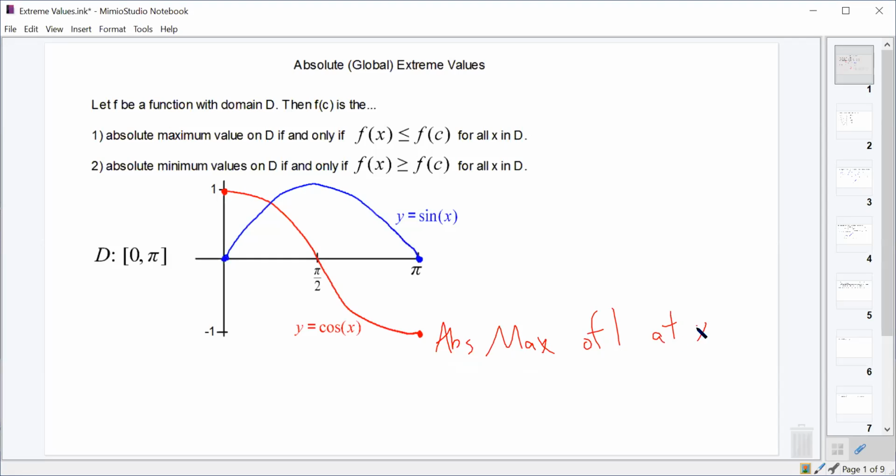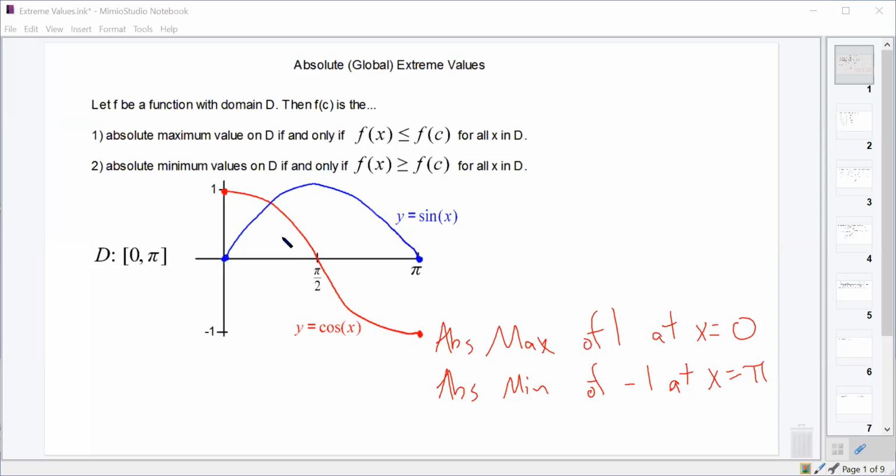And where does it occur? At x equals 0. Perfect. And what about an absolute min? -1. And that one occurs at x equals pi, right? Everybody good with that? That is the highest point and the lowest point. That should be hopefully pretty straightforward.